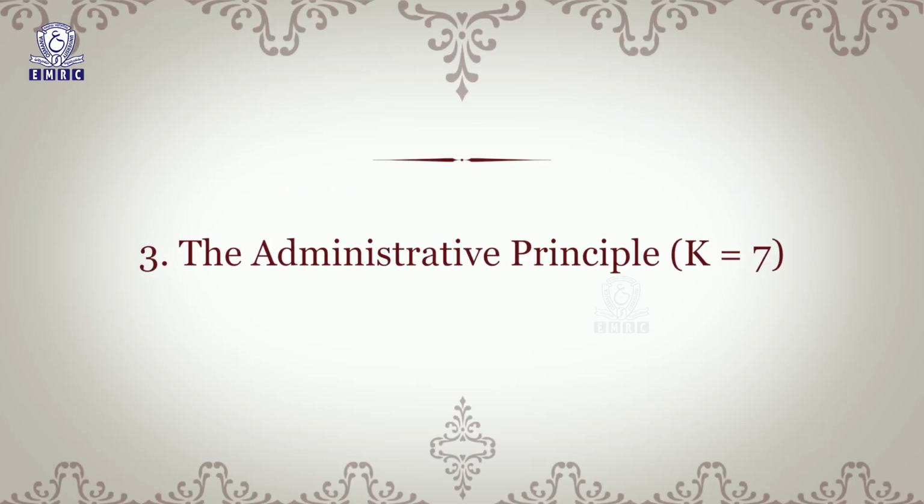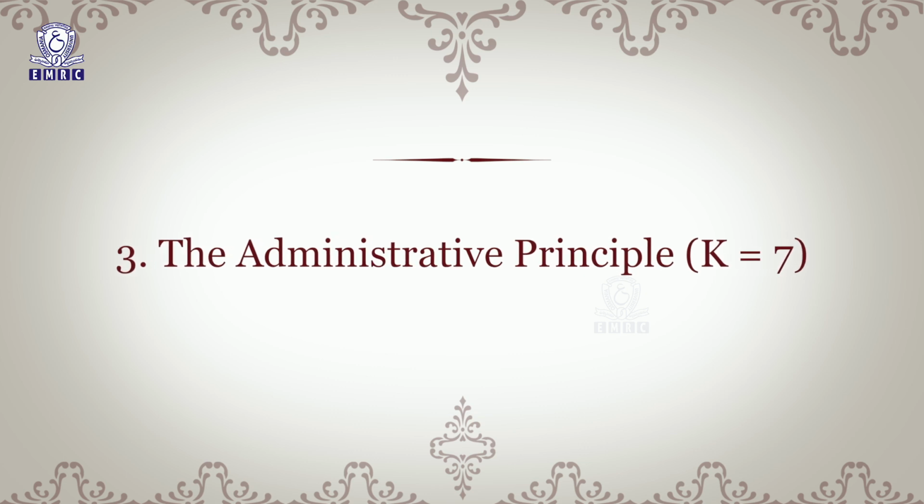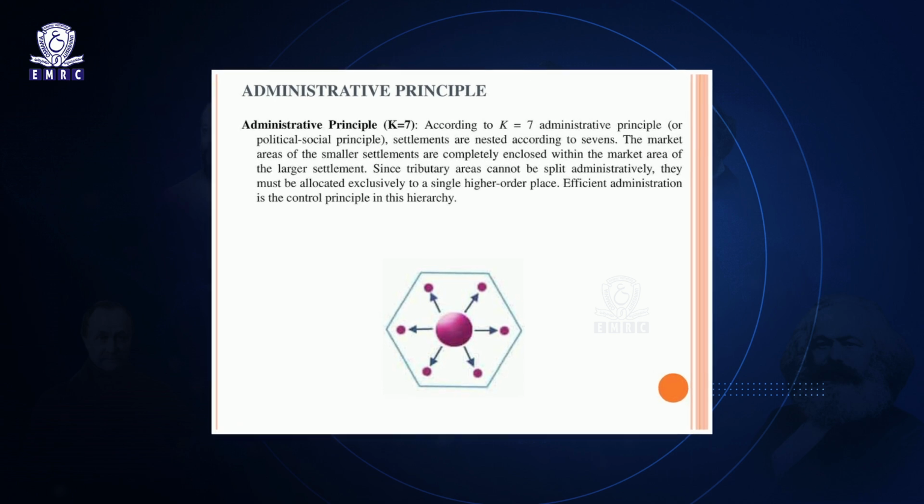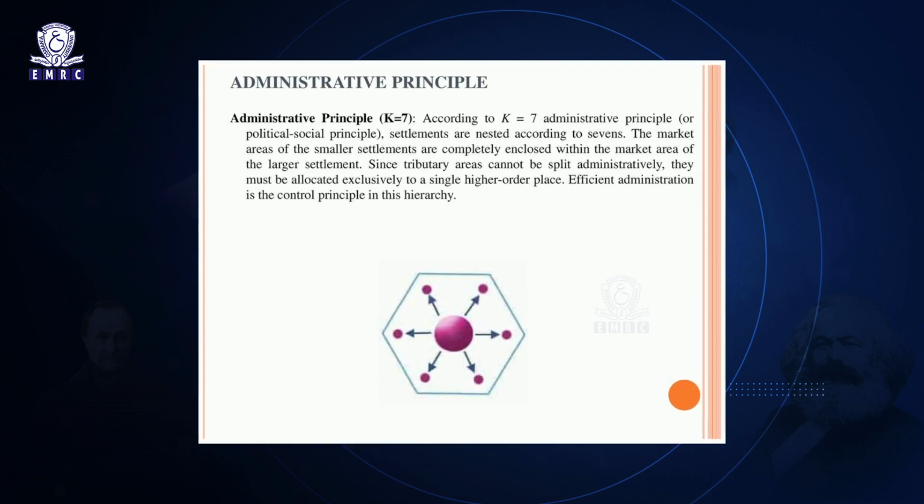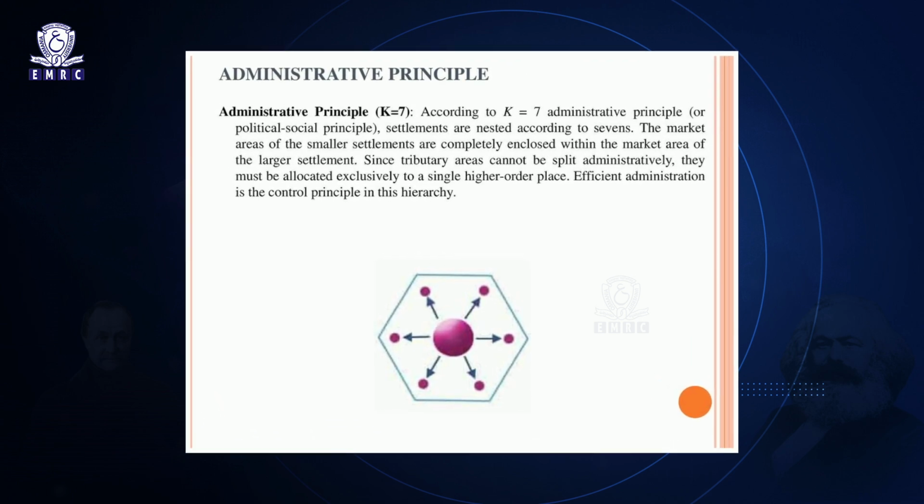Now we understand the administrative principle, that is K is equal to 7. The market area for each of the higher order centers includes the whole market area of each of the 6 neighboring low order centers.